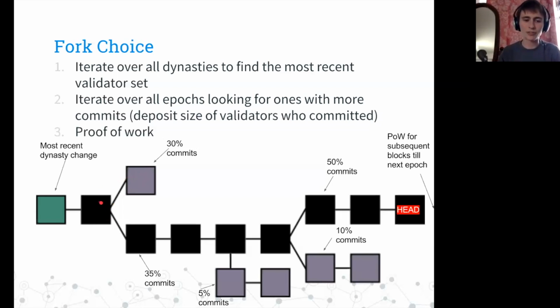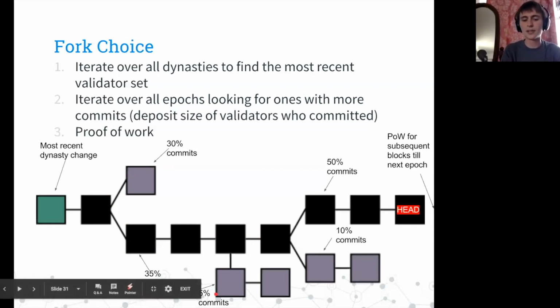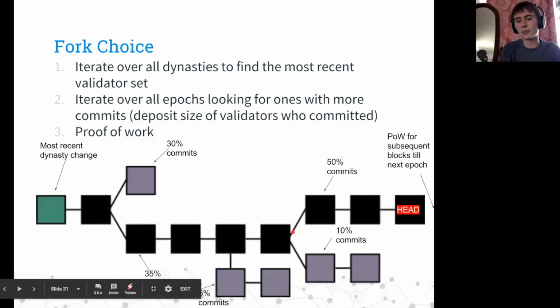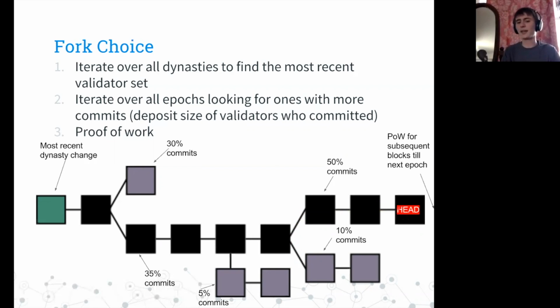So here I have my first fork choice. I can say this has 30% of the commits, this is 35%. Okay, I'm going to choose this. Now I'm going to keep going. This has 35%, this is 35%. But now here I have another choice, this one or this one. This one only has 5%, but this one maybe has 45%. So I choose this one. Once again, this is 10%, this is 50%, so I choose this one. This is basically how it goes until we find the head.